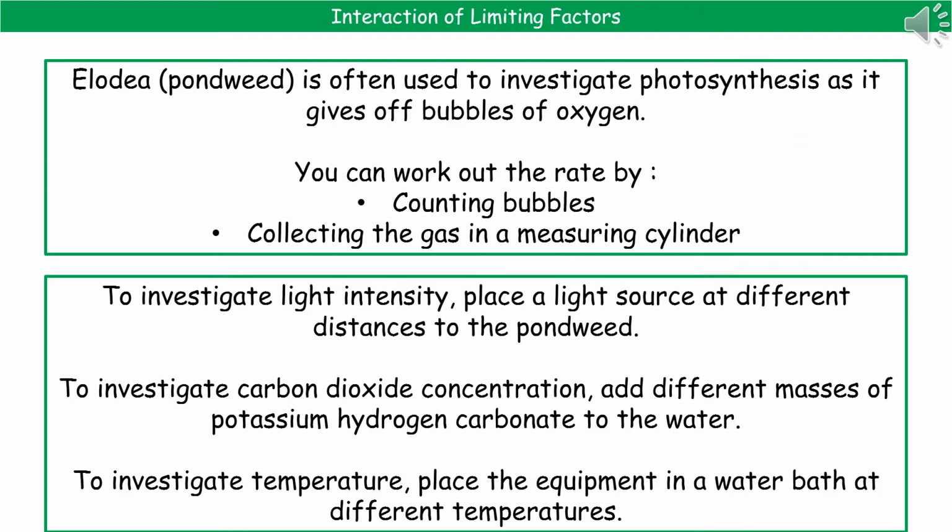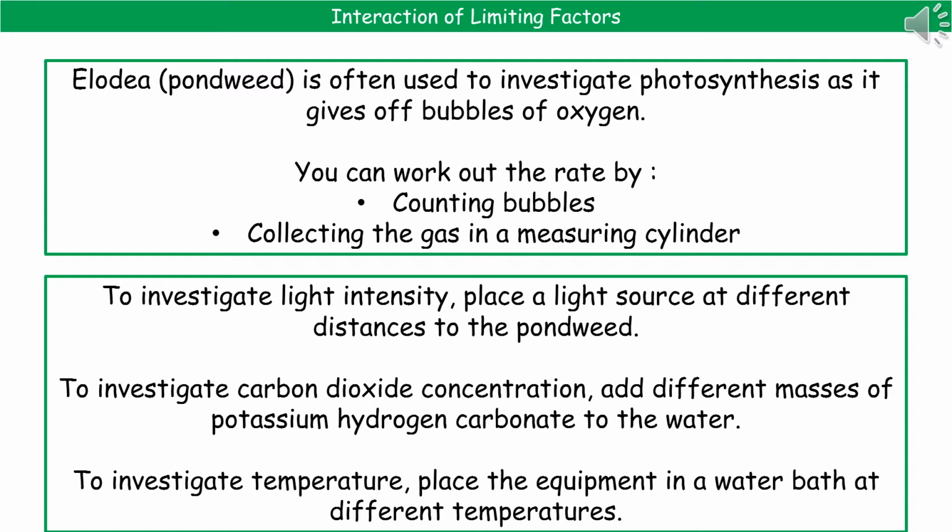One basic experiment we do with photosynthesis is using pondweed because it gives off bubbles of oxygen, which allows us to work out the rate in one of 2 ways: count the bubbles or collect the gas in a measuring cylinder. Obviously counting bubbles not that accurate, bubbles are different sizes, human error on missing them, etc. So the gas in the measuring cylinder is more accurate.